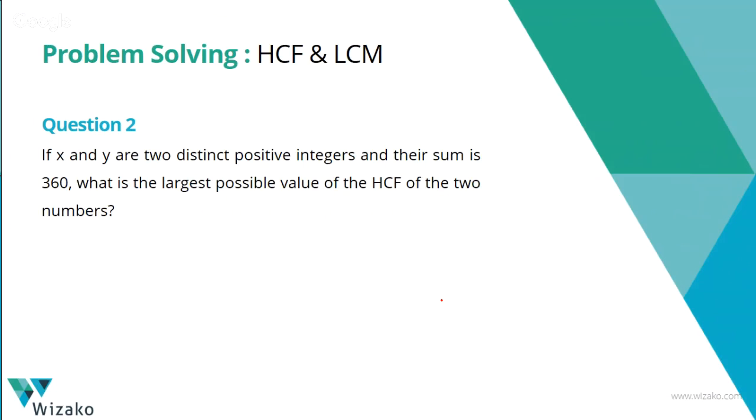Sure, my colleagues will have shared the question with you. So I'll get around to solving it because we need to wrap this session up. X and Y are two distinct positive integers. Every time you read these things, these adjectives make a lot of difference to your final answer. These two numbers are not same, they're distinct. Their sum is equal to 360. What is the largest possible value of the HCF of these two numbers?